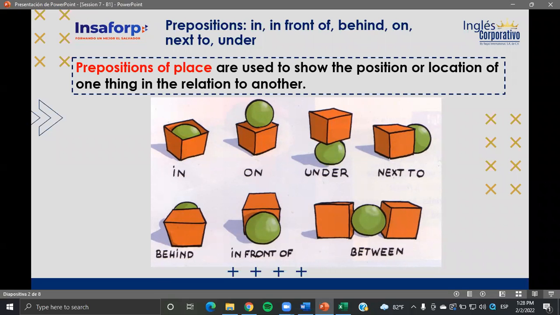They represent the prepositions. In, this is the first one, in. So something is inside. Inside, right? This is on. Under, under. Next to, next to. Behind, for example, well, you cannot see where I'm at. In this case, my closet, right? But you know, I have something behind me.